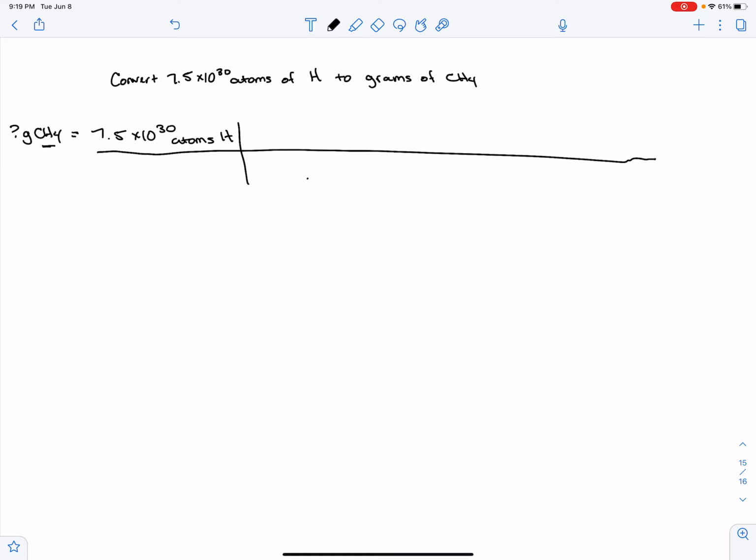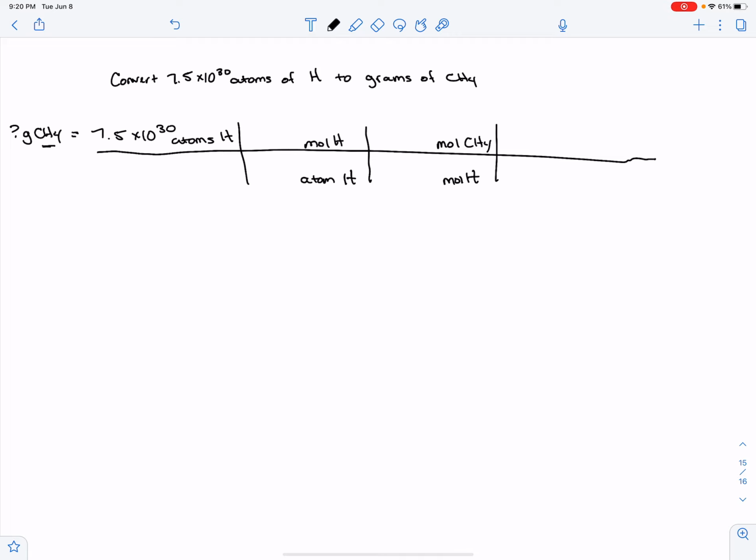Now I need to drop my unit of atoms of H to the bottom. I probably should have left a little more room. Moles of H. Because when you have atoms, that's where you're going to go. You're going to go to moles. And then I'm going to drop my unit down, moles of H. Now, at this point, when you have something on the bottom like this that says moles of something, you can convert to other things. And this is right at the point where we'll convert to moles of CH4.